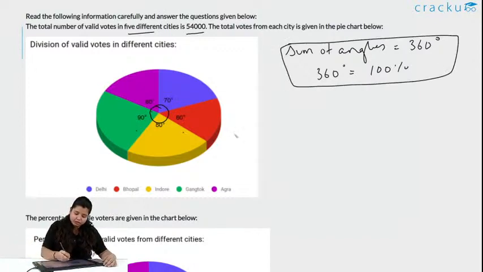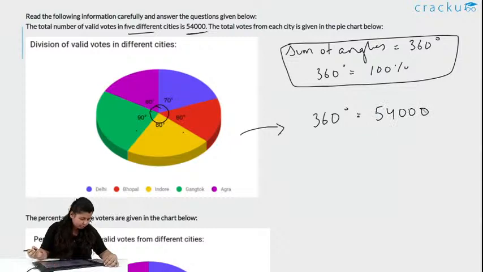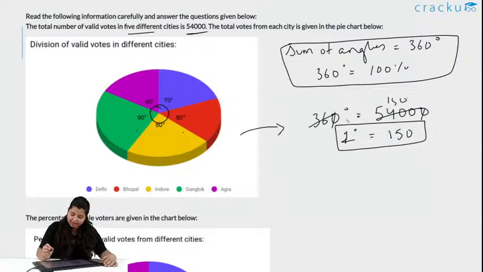The other thing, to solve the degree pie chart, data for the entire pie chart is given. That means we know 360 degrees is equal to 54,000. Okay. So, what is 1 degree? Is it 150? Yes, 1 degree is equal to 150. Do we have this?